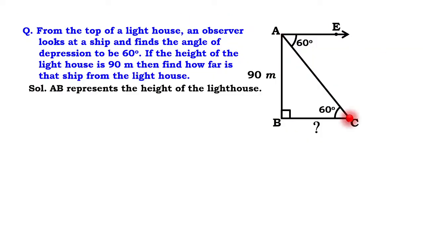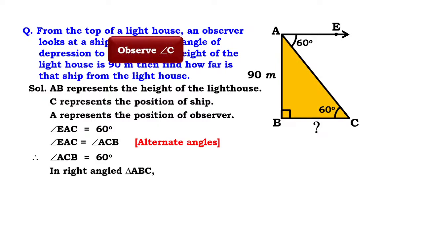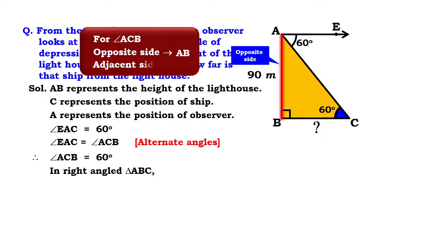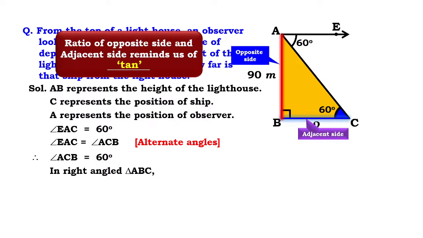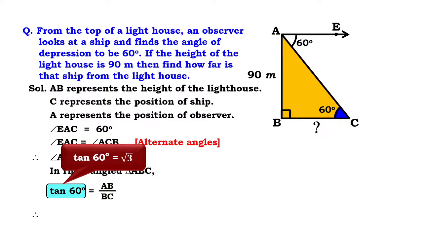Okay. So look at this. This is the angle. So here directly I use tan theta. Opposite side is AB, adjacent side is BC. Tan 60 is equal to AB by BC. What is tan 60? Root 3.